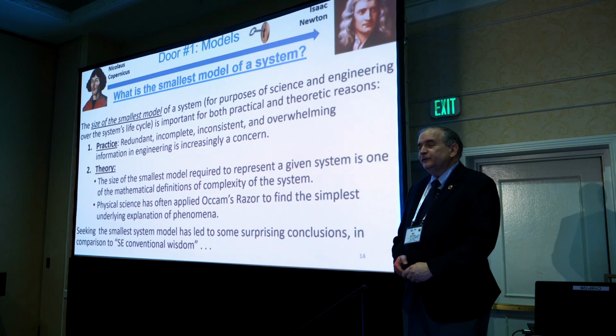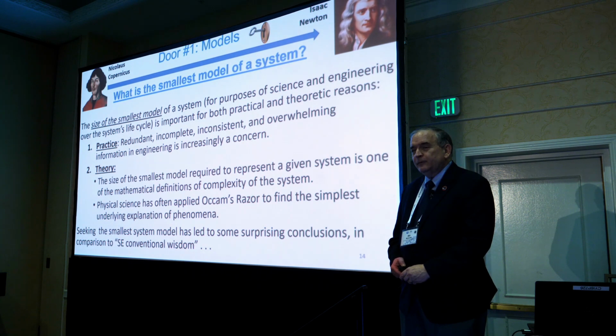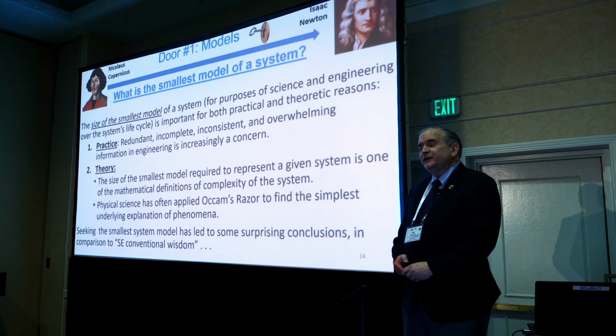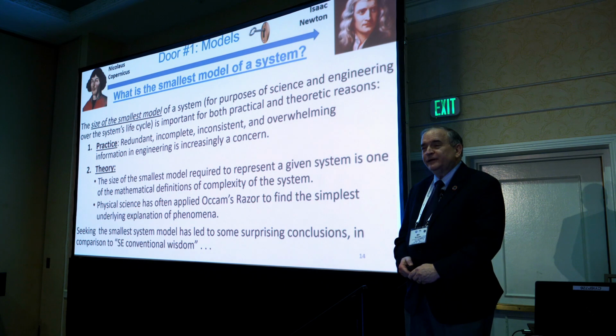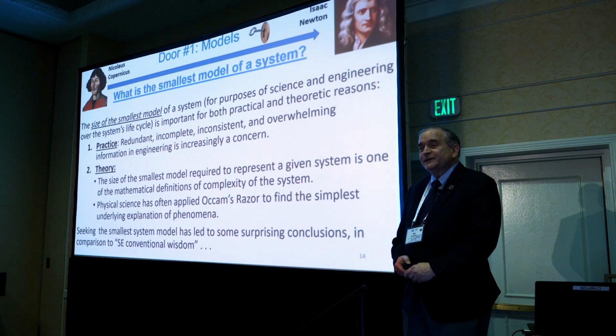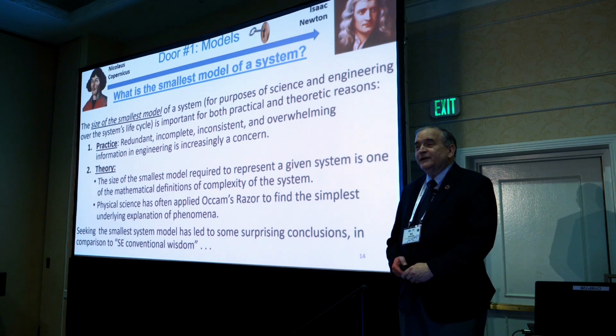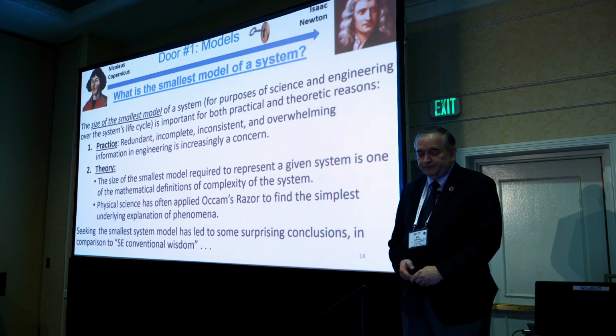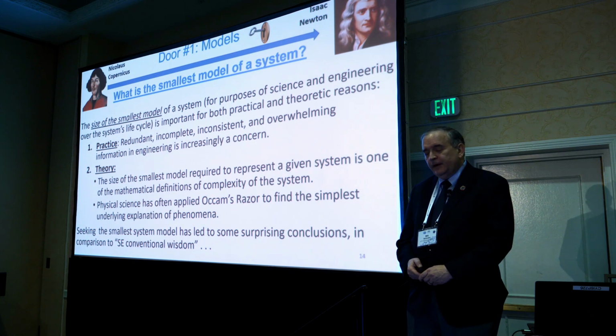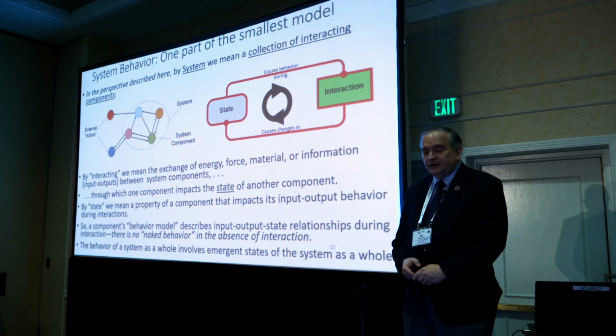They were rather famous for the idea of finding the simplest representation of the strange motion of the stars and planets, which turned out to be that the Earth was not in the center of the solar system, unlike some of the more complex explanations of why things move the way they do. So seeking that smallest model has led us to some surprising conclusions.